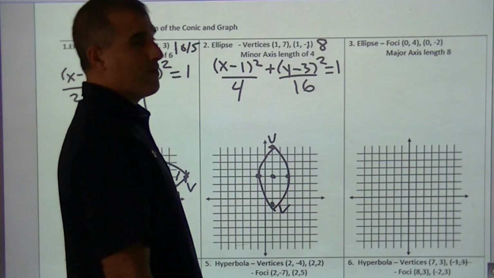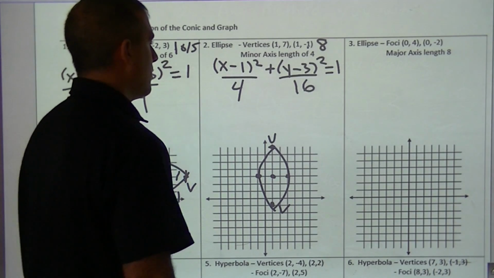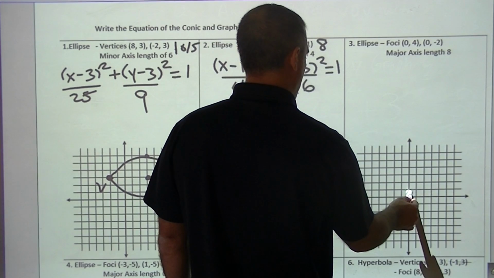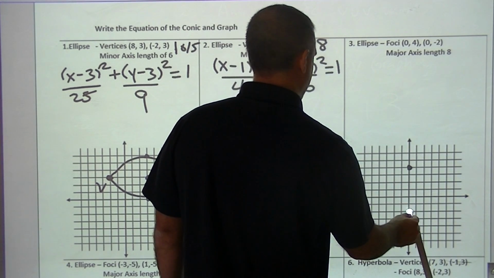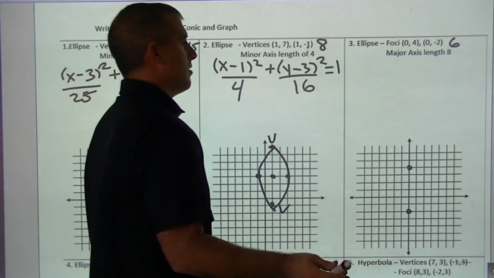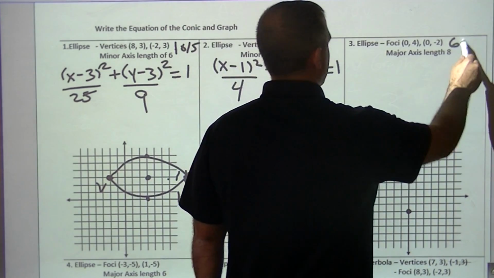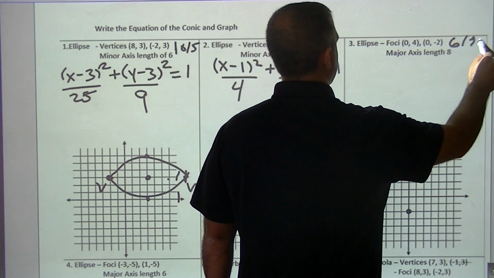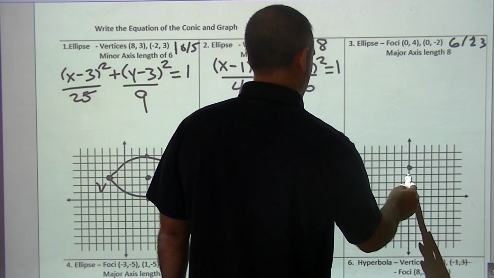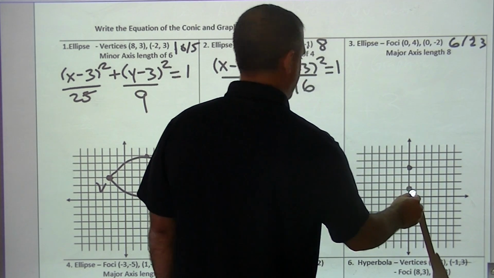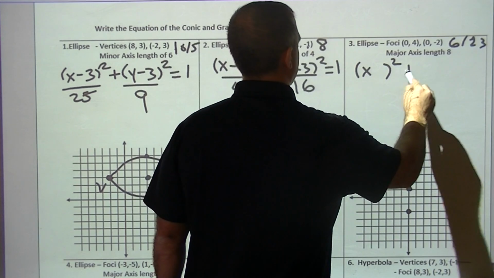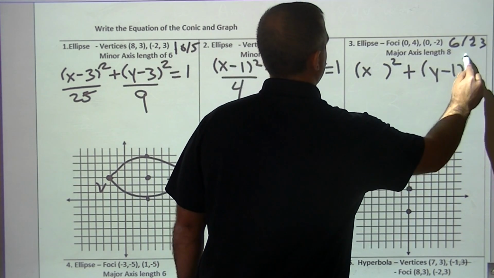Now, when you get into number 3, and you start getting into focuses, it's a little bit different. The first focus is at 0, 4, 1, 2, 3, 4, and 0, negative 2. Now this is 6 spaces. This is going to come back into play in a little bit. So halfway would be 3 spaces. So 3 spaces, 1, 2, and 3 puts my center right there at 0, 1. So I got x squared plus y minus 1 squared equals 1.